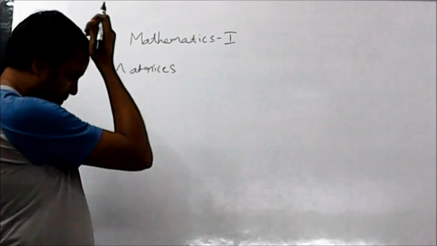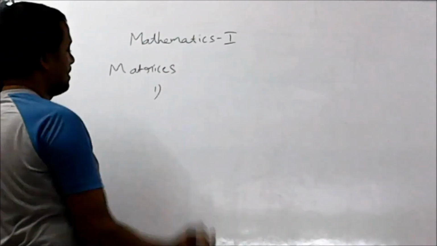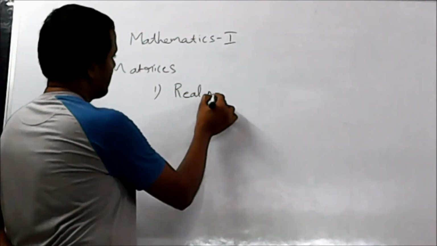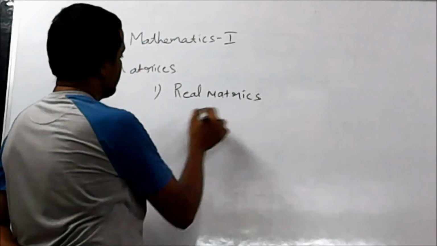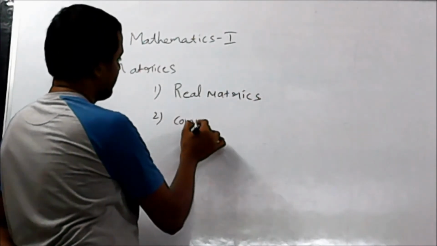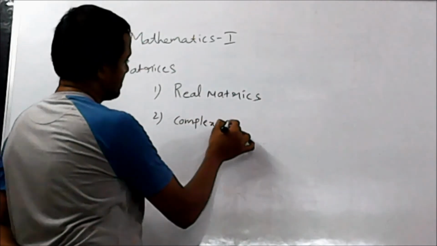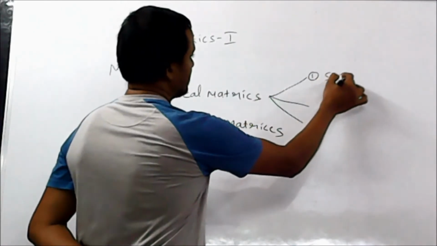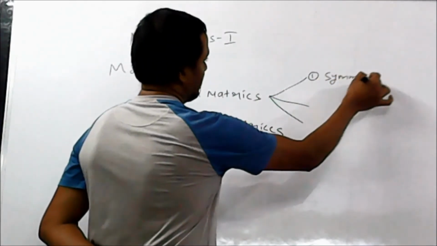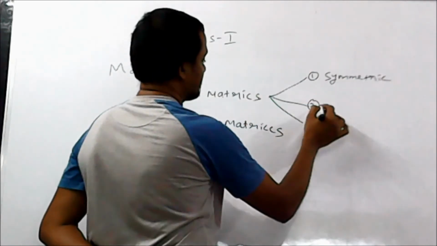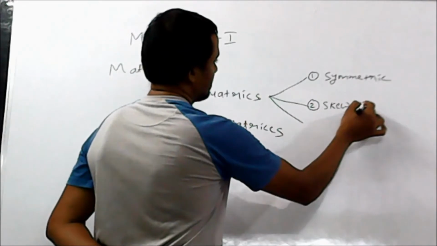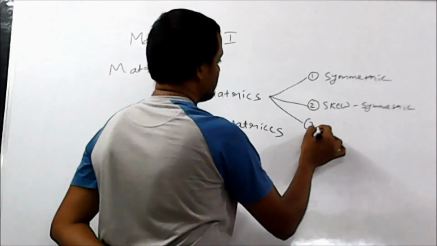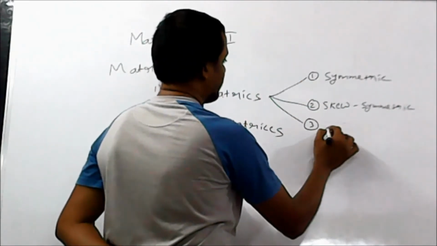The subtopics are, first topic is about real and complex matrices. Real matrices, and the second one is complex matrices. Further, real matrices is divided into symmetric matrix. Another type of real matrices is skew symmetric. Another one we are going to study is orthogonal matrix.